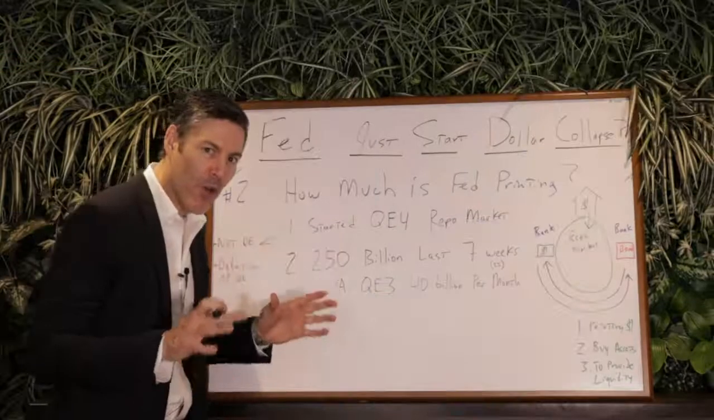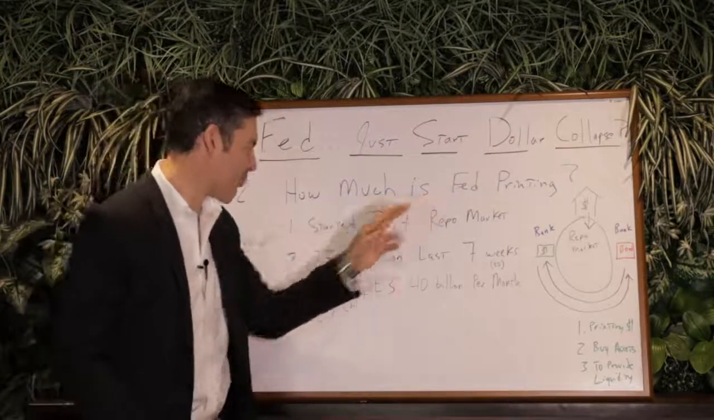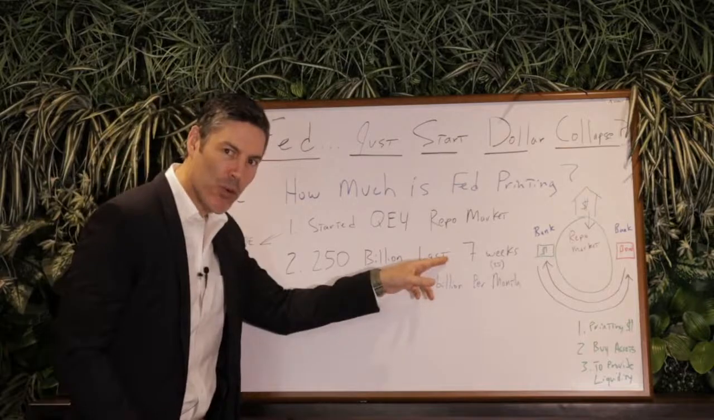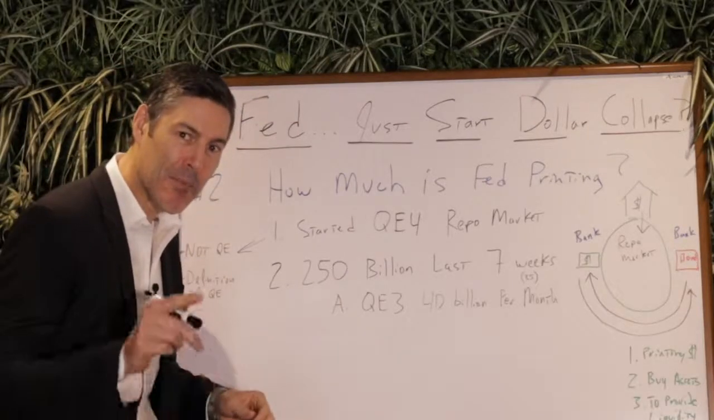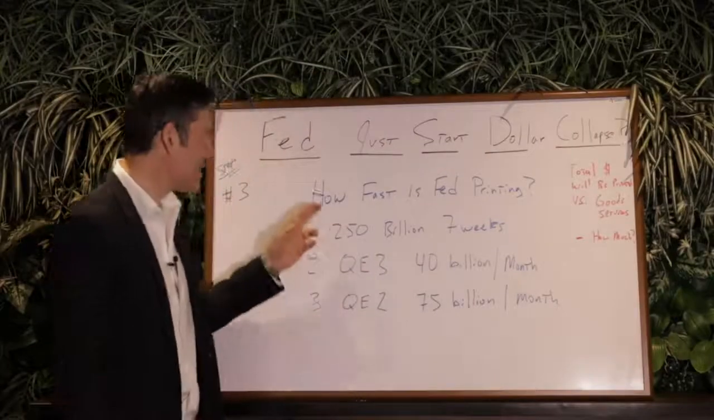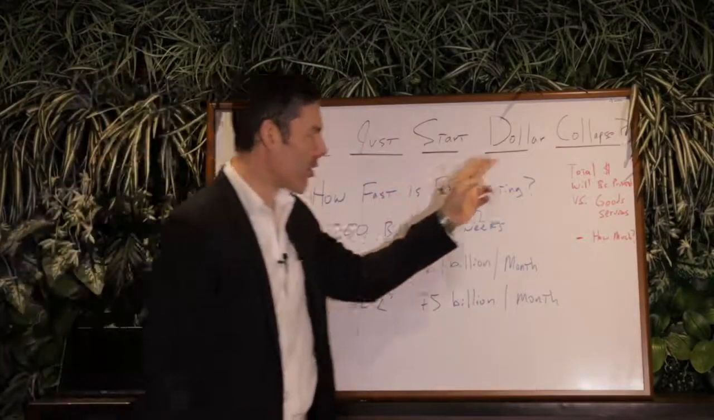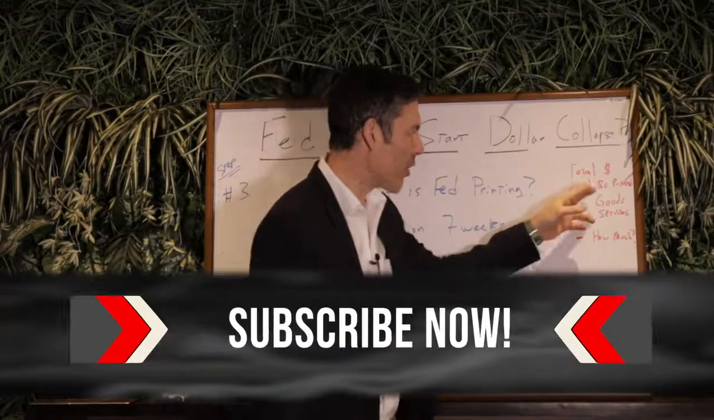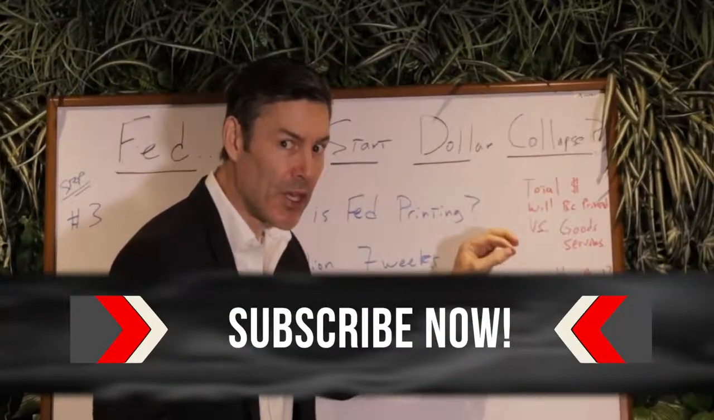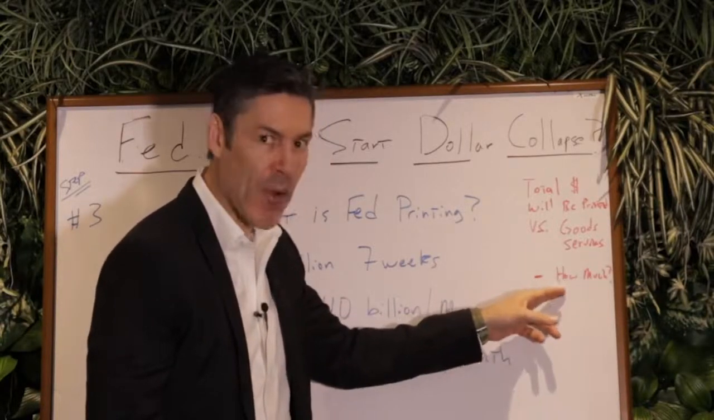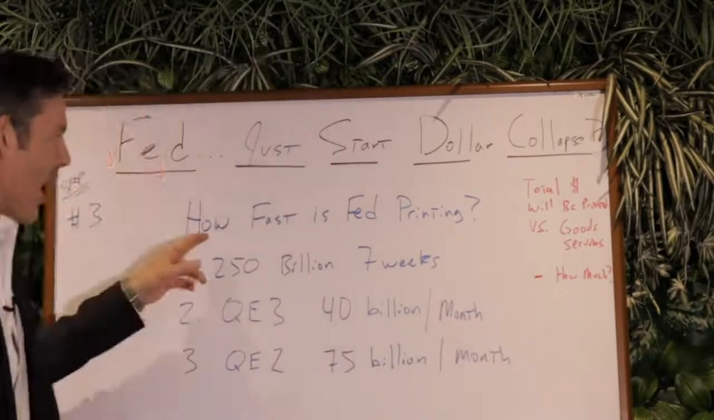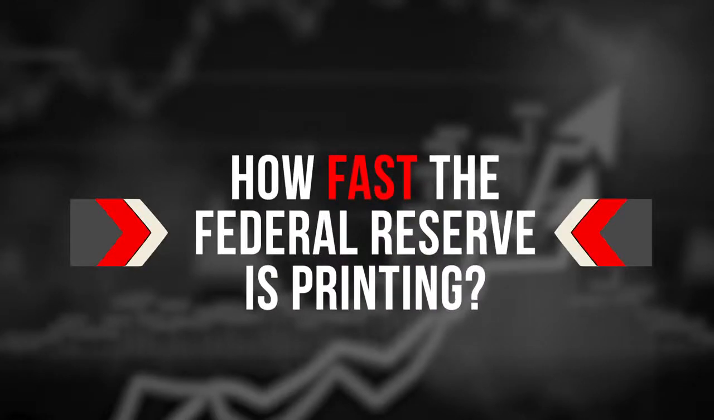So going back to our original question, how much is the Fed printing? Over the last 7 weeks, they've printed $250 billion. Remember, guys, to answer the question, did the Federal Reserve just start the dollar collapse? We've got to figure out the total amount of money that will be printed versus goods and services. We've answered how much. Now we need to answer how fast is the Fed printing. And this is step number 3.